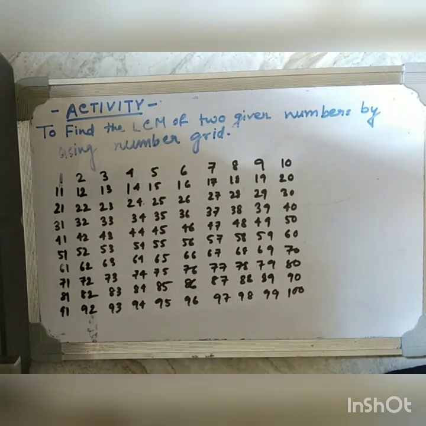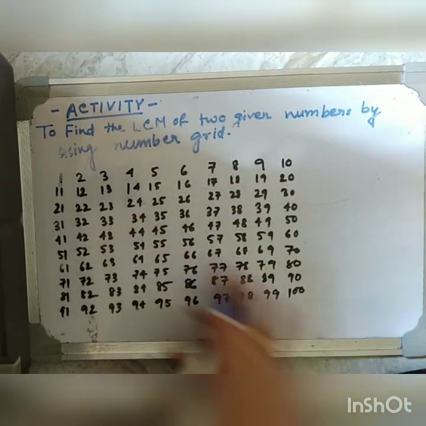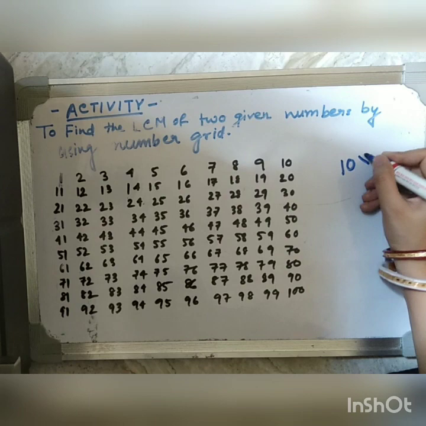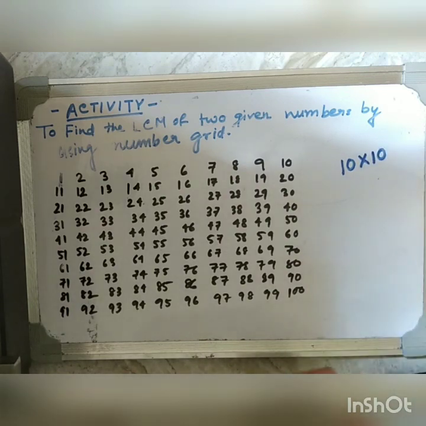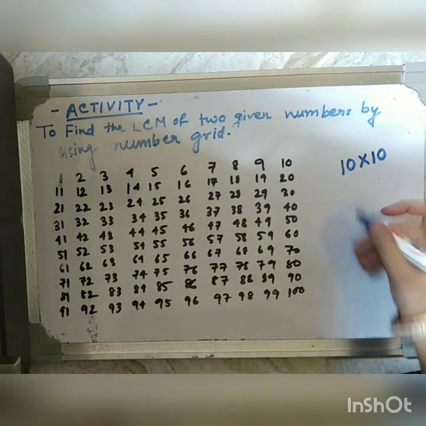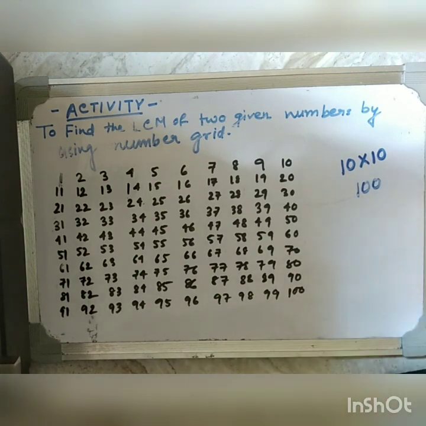Now for drawing this, what we have to do first? First we will take a number grid where 100 boxes will be there, and in each box we will write 1, 2, 3, 4 up to 100 in this way. The grid will be 10 cross 10, means the length will be 10 units and the breadth will be 10 units. So we will get 100 boxes and we have written from 1 to 100.